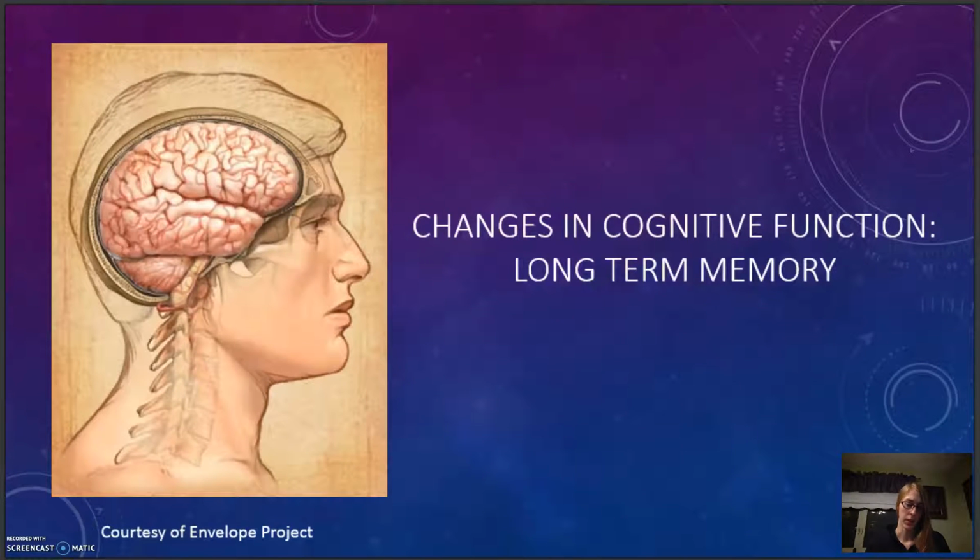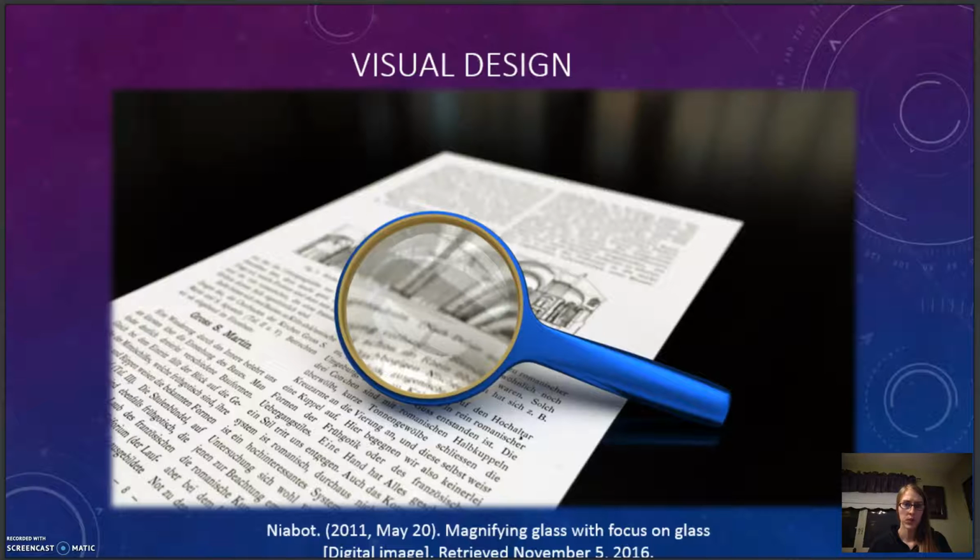Long-term memory is also affected, which is the stored knowledge that we acquire throughout our life. As one ages, it becomes difficult to transfer knowledge from the short-term to long-term memory, which makes it difficult to learn new information. In visual design, studies have found that older adults read a 14-size font faster, and they actually prefer this over a 12-size font.